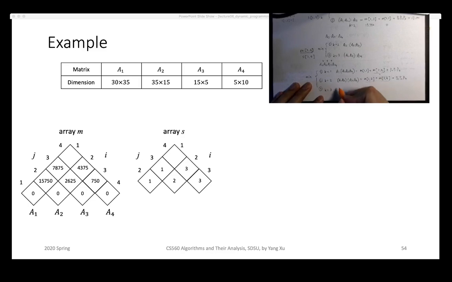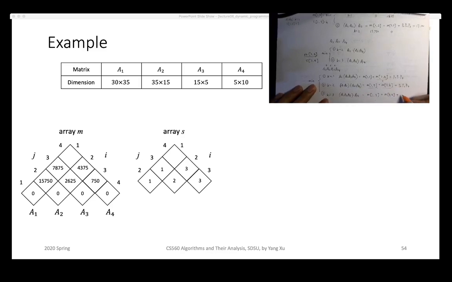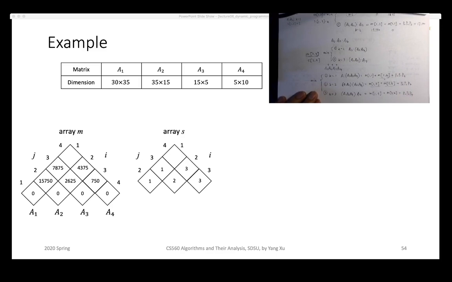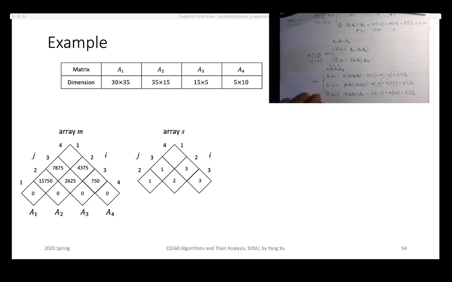For K equals 3, it's A1, A2, A3 in brackets times A4, which is M13 plus M44 plus P0 times P3 times P4. Okay? So M13 is solved in our previous subproblem of size 3.